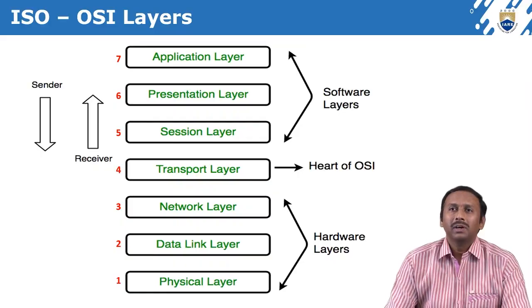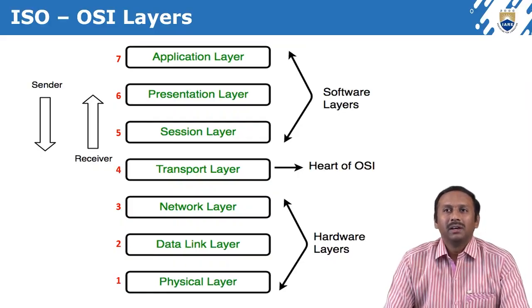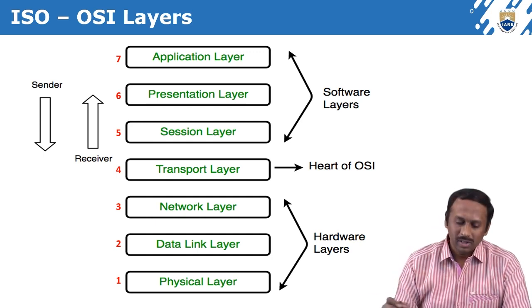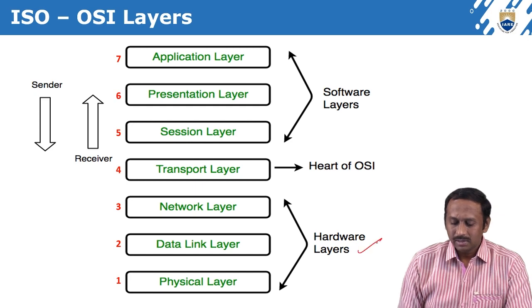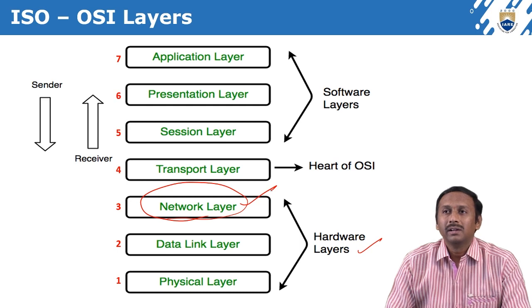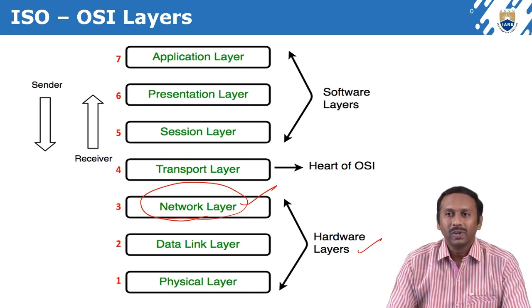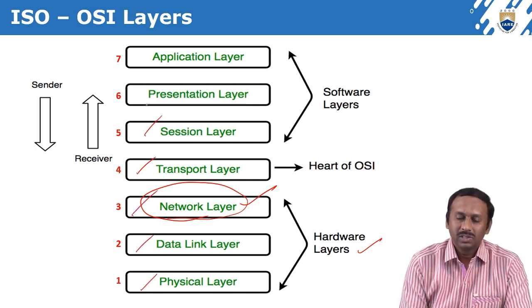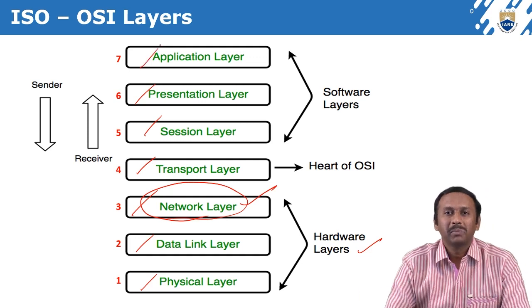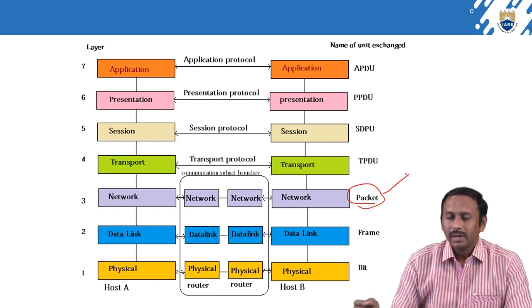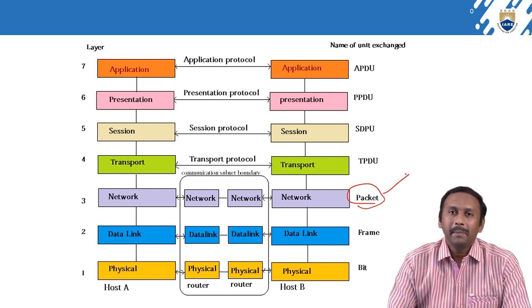I hope you already remember this list of layers in the OSI reference model. We have the bottom layers, the hardware layers, and this is the third layer. Today we are going to discuss the network layer, and all of you please remember the OSI layers in the same sequence: physical layer, data link layer, network layer, transport layer, session layer, presentation layer, and finally the application layer.